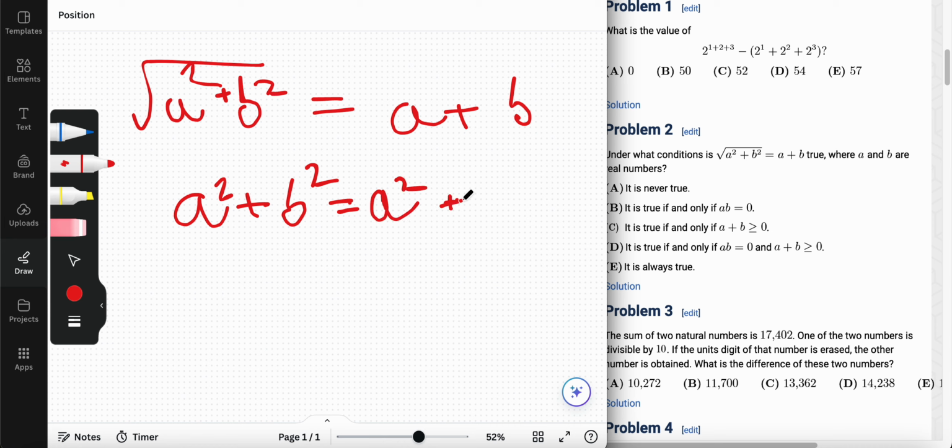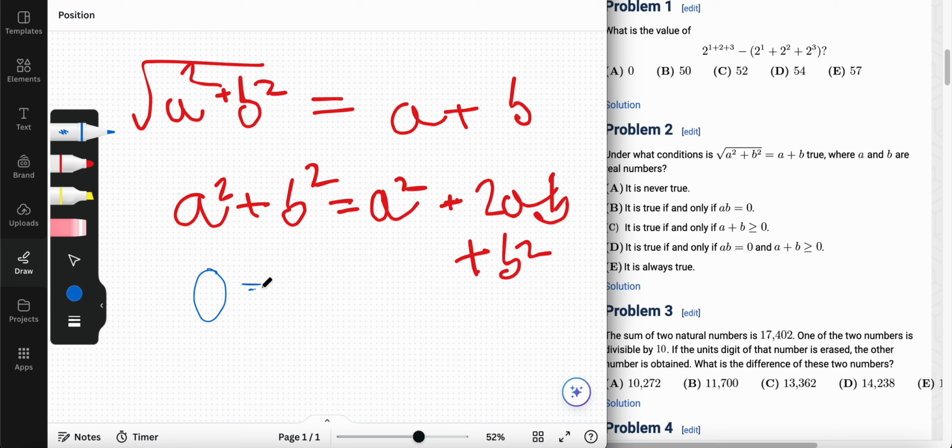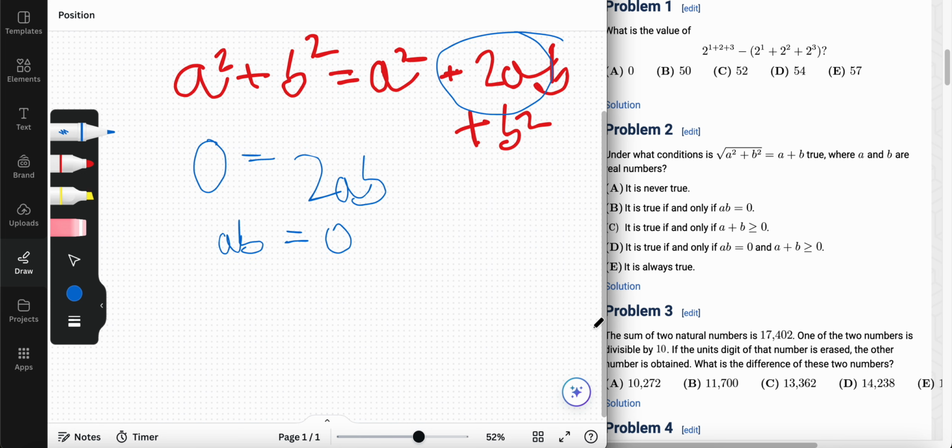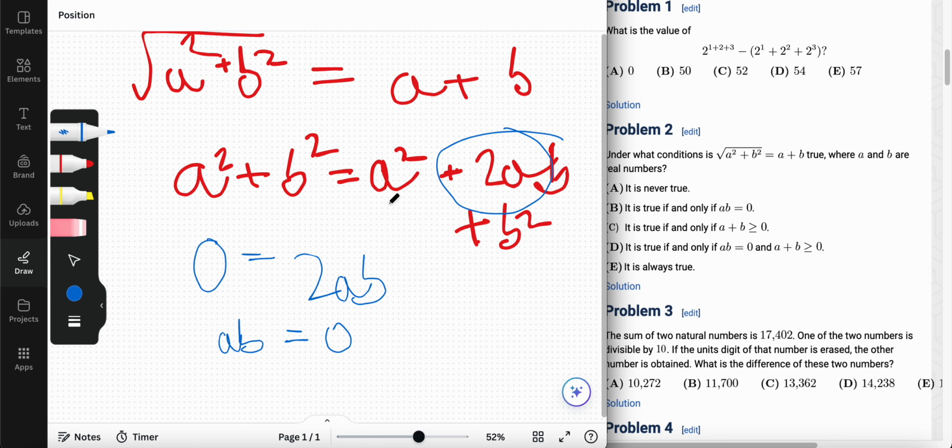Now you cannot forget about the 2ab in the middle, right? So you have a squared plus 2ab plus b squared. Okay, so if I subtract a squared and b squared from both sides, this whole side is going to be 0, and here I'm just going to have 2ab left. So I get that ab has to be 0. So it's either b or d.